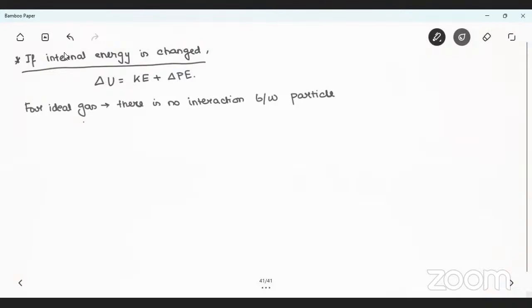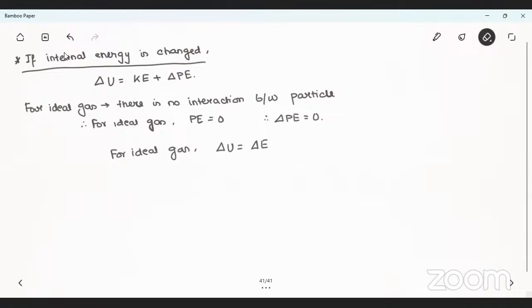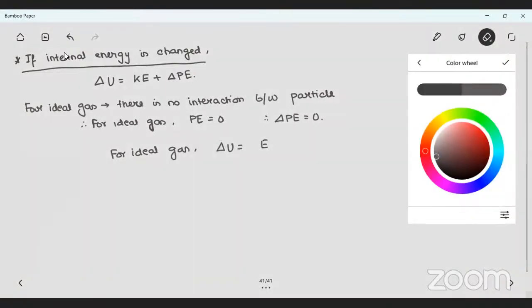So for ideal gas, what will be the condition if there is no movement? Potential energy will be zero. So therefore, there will be no change in the potential energy. So delta of potential energy will be zero. So for ideal gas, what will be the condition? Delta U is equal to delta E. Okay, so what is this delta E? It is the kinetic energy.